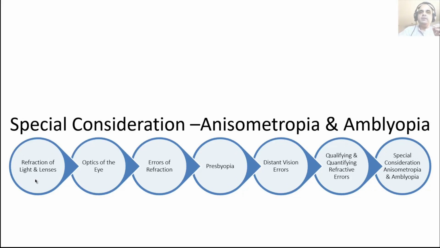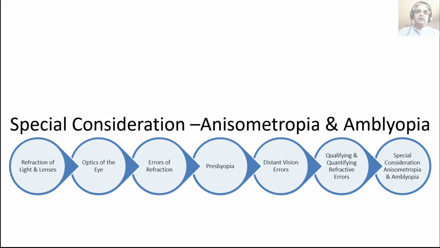We started off by talking about refraction in lenses, moved on to the optics of the eye, the reduced eye, then the errors of refraction, presbyopia, distant refractive errors. Then we figured out how we quantify and qualify refractive errors. We can use either a manual retinoscope, which is not that much used, or automated instruments in the form of automated refractors or automated refractometers. Then we also figured out how we actually create a spectacle prescription, and how we can learn what sort of a refractive error the patient had by looking at a prescription.